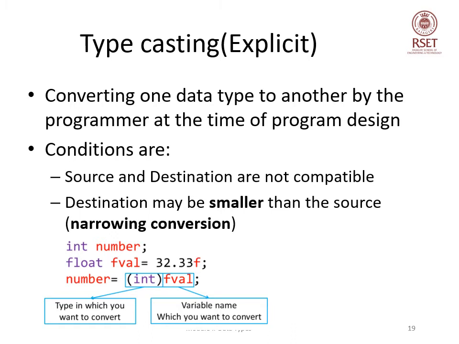data type. For example, there are two variables, number and fval. Fval has the value 32.33. If this value has to be stored in an integer variable, it has to be converted to an integer. So the programmer has to explicitly state in the program that the variable fval has to be explicitly converted to int and store the value in number.